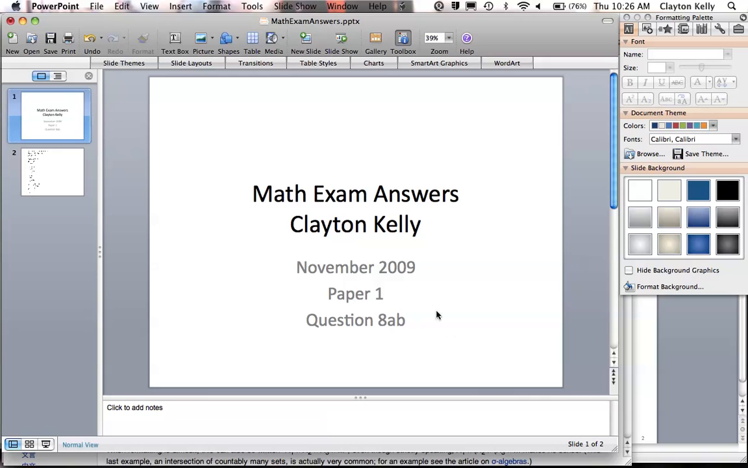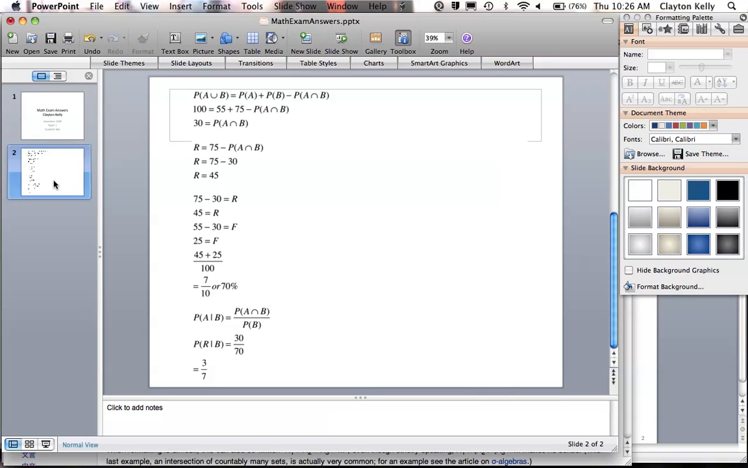The question I'm looking at today is from the November 2009 exam, paper 1, question 8, parts A and B. So let's start with reading the question aloud.